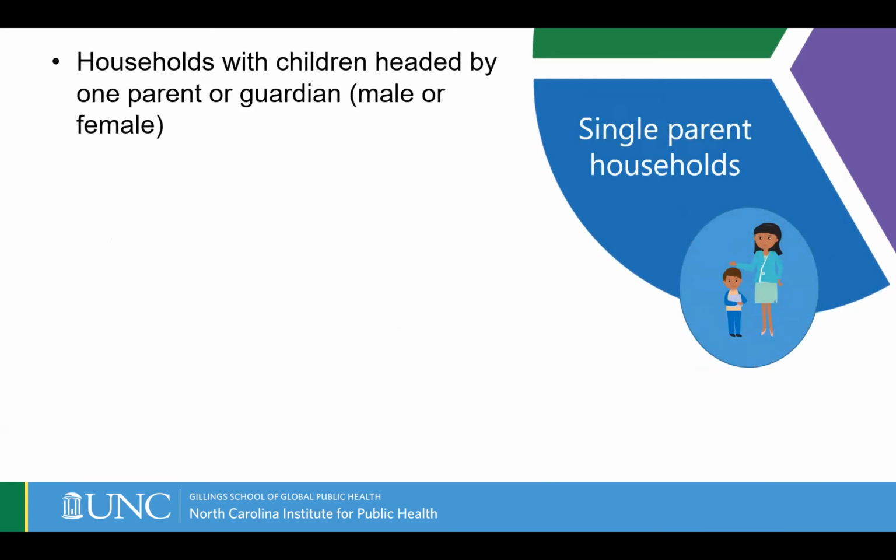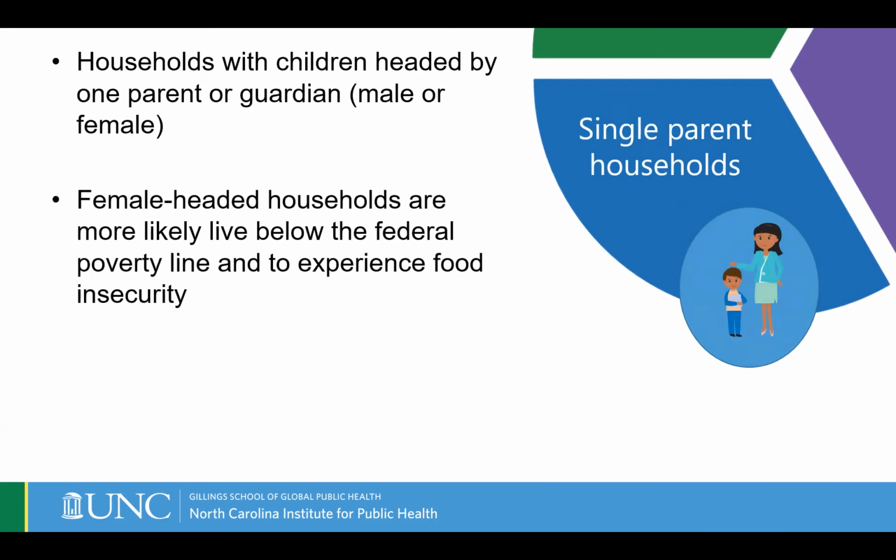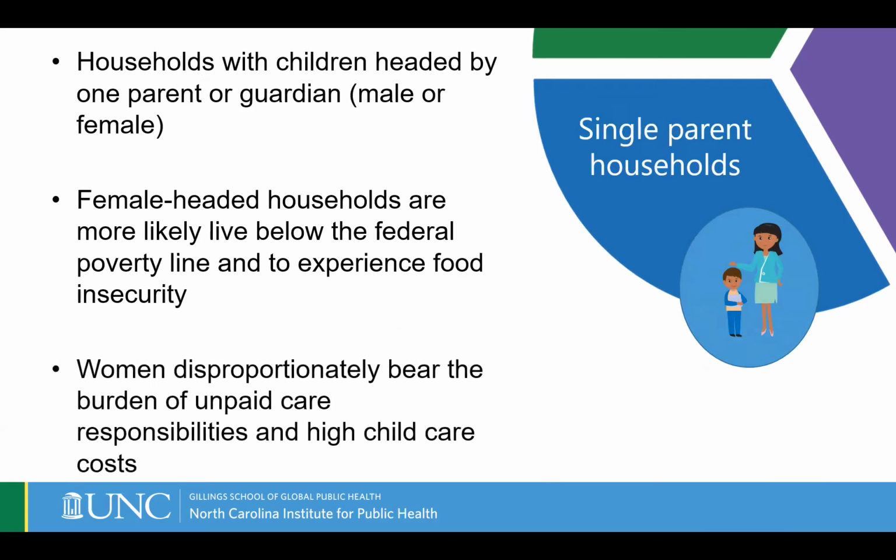This indicator is defined as households with children that are headed by a single parent or guardian. While this parent or guardian could be male or female, the majority of single-parent households are female-headed. Female-headed households are more likely to live below the federal poverty line and to experience food insecurity. Women experience gender discrimination in pay and benefits and make up the majority of workers in the lowest paid professions and disproportionately bear the burden of unpaid care responsibilities and high child care costs.